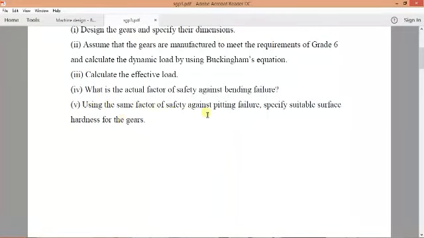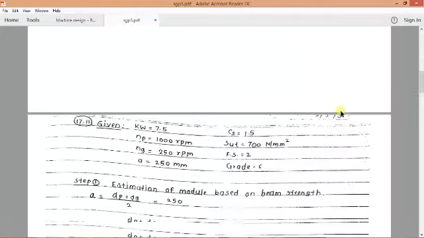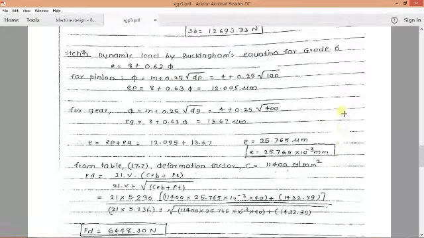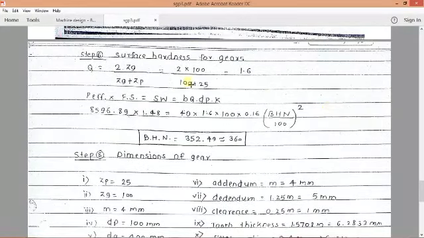Here, using the same factor of safety against pitting failure, specify a suitable surface hardness. The surface hardness means we have to calculate the BHN, the Brinell hardness number. For that purpose, we have a formula where K is replaced by (BHN/100) squared.